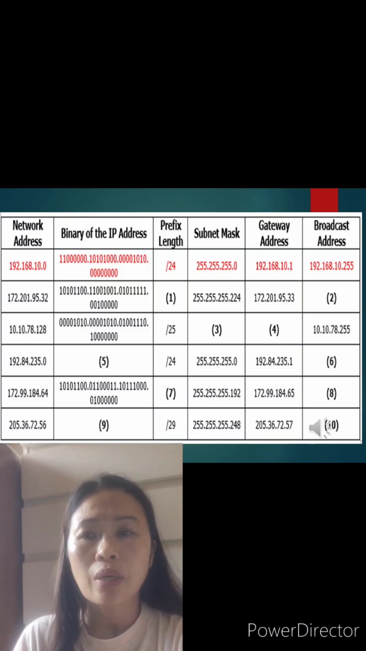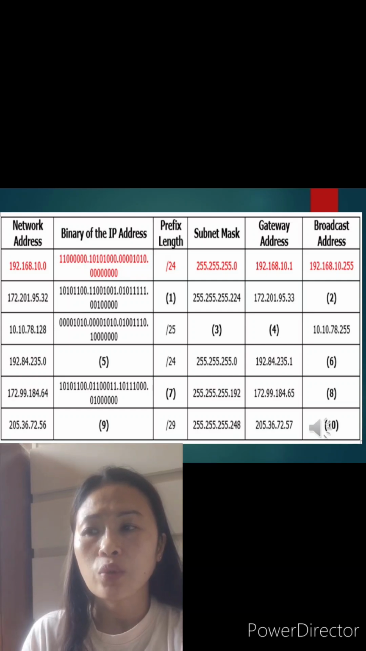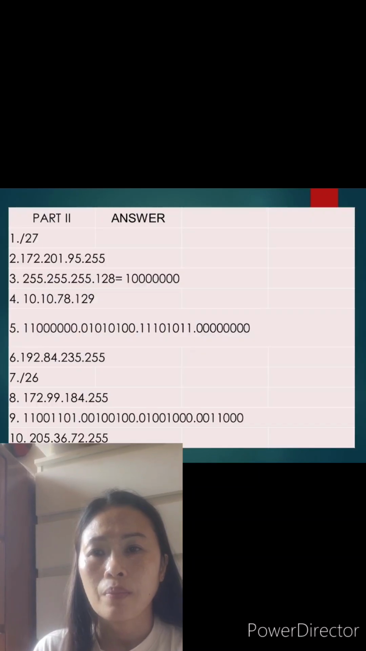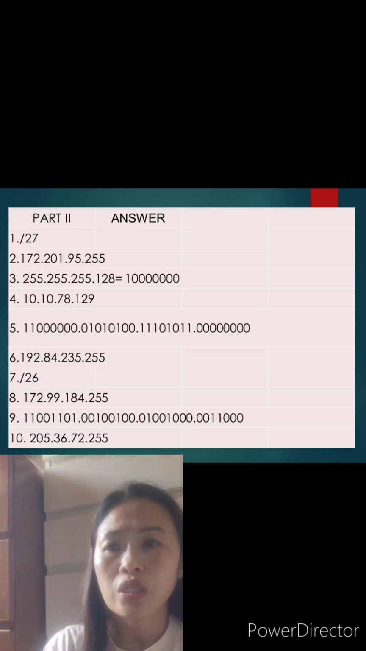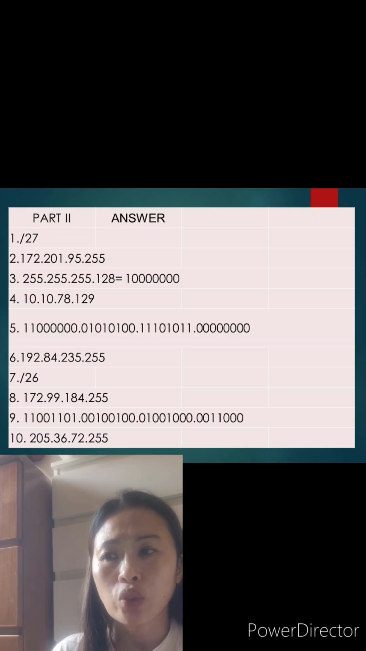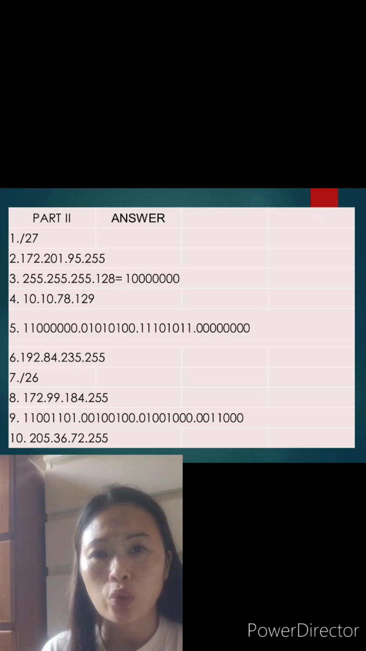And now let's proceed to part 2 of the course project. It was given here the network address, the binary of the IP address, the prefix length, subnet, and the gateway and broadcast. And you can see the numbers 1, 2, 3, 4, 5, 6, 7, 8, 9, and 10. So let's proceed. Here are the answers for the part 2 questions. And now I'm going to proceed to the explanation and the solution.